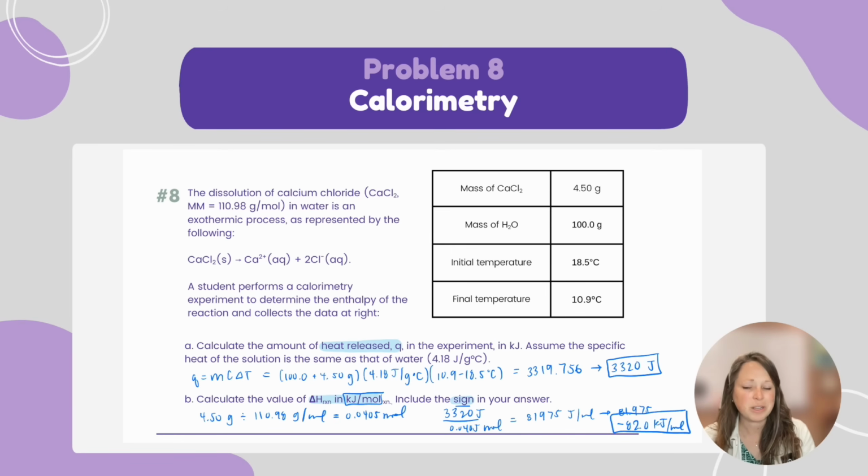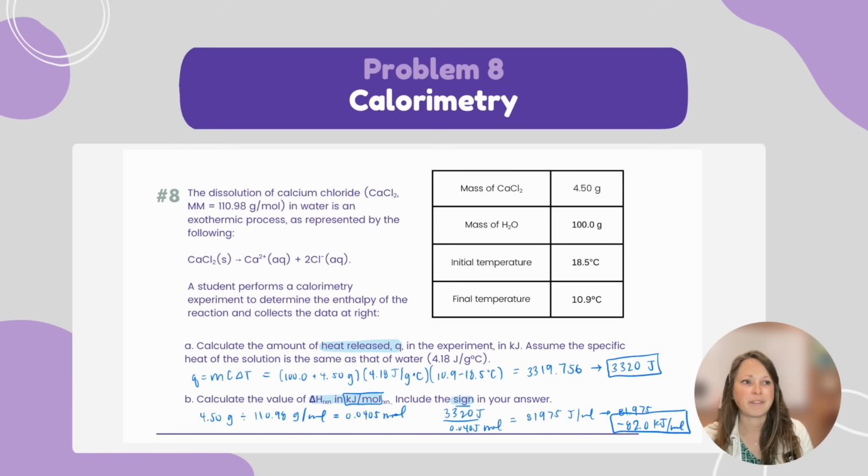Look at the units. So this is given in kilojoules per mole of the reaction. So we want to think about converting our calcium chloride into moles to figure out how much heat is released, right, per mole of calcium chloride that dissolves.